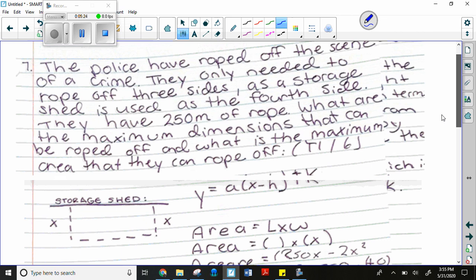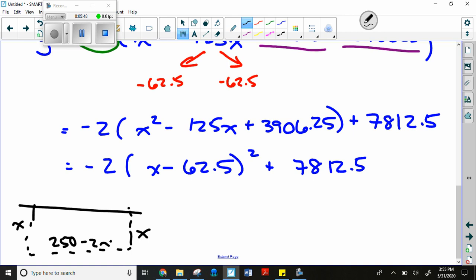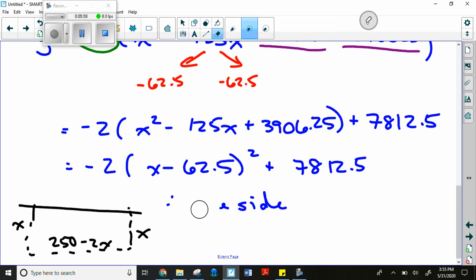Now, what is this question about again? What do they want? What are the maximum dimensions that can be roped off, and what is the maximum area? Okay, so we actually have to answer the question. So our x value for our side, I do drawing here. There's my storage shed. And then this is like x, and you said this was 250 minus 2x. One side, therefore, oh no, figure out better words, Megan. Just do this better.